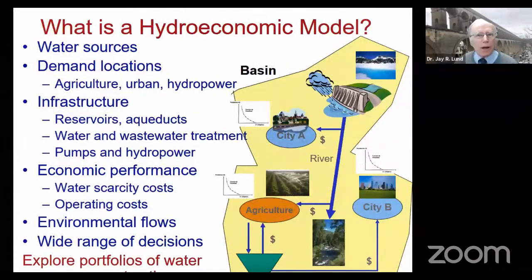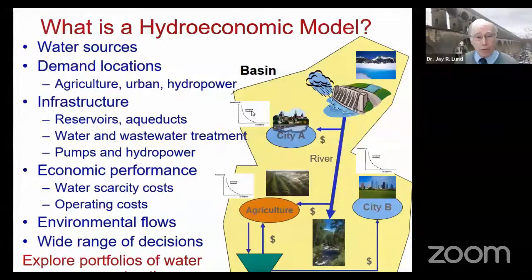Next, let's talk a little bit about what a hydroeconomic model is. A hydroeconomic model has several different components, and so to the right here is sort of a schematic of what a simple hydroeconomic model consists of. It consists of water sources, both surface water and groundwater, aquifers. It has water demands, hydropower, agriculture, urban uses scattered throughout the region.